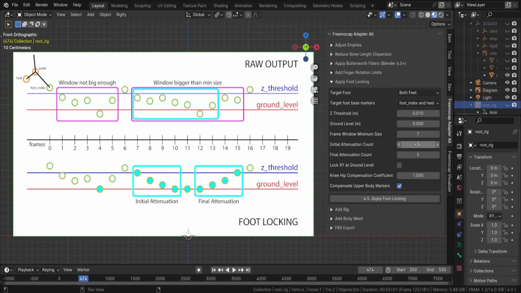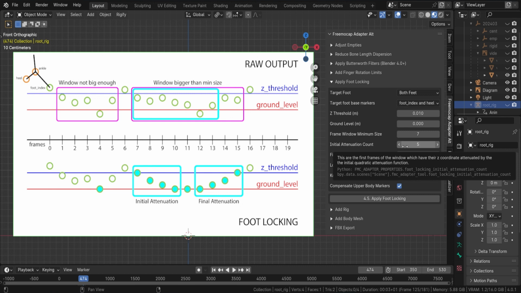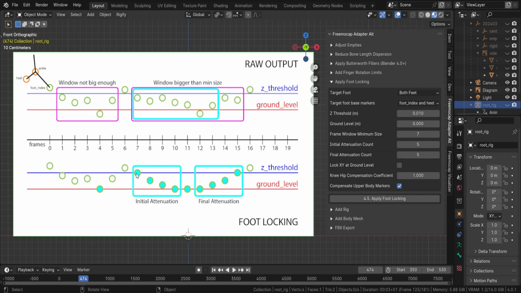This number here represents how many frames are part of that quadratic function. It is the same as the drawing here, that are 4. The first frame is put at the Z threshold, then the rest follow the curve of a quadratic function until the last frame of the count reaches the ground level.